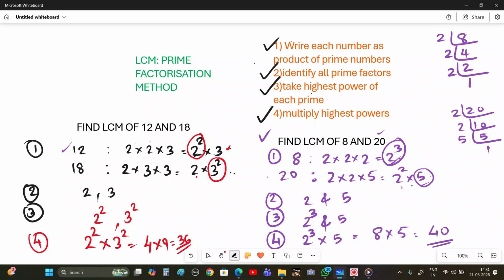Hope you all understood it. It's very easy. If you follow these 4 steps, you can find out the LCM of any two numbers by following this method. And this method has a little bit more advantage for you when it comes to exams.